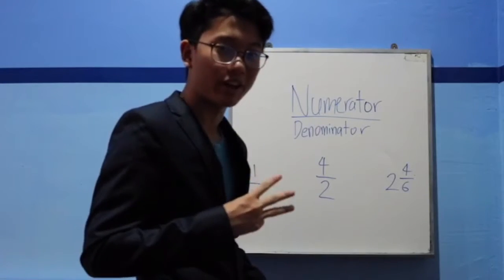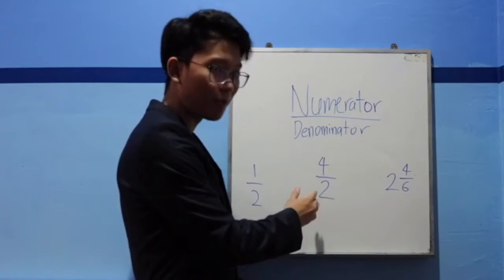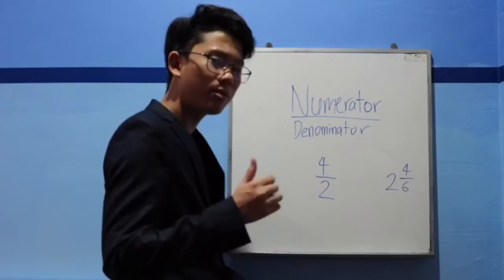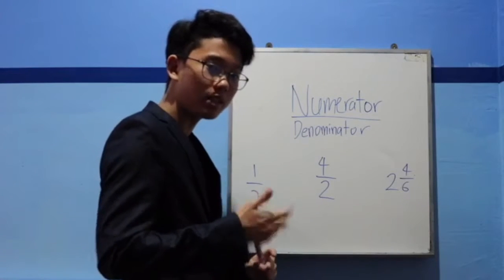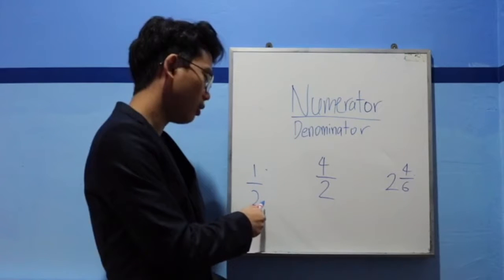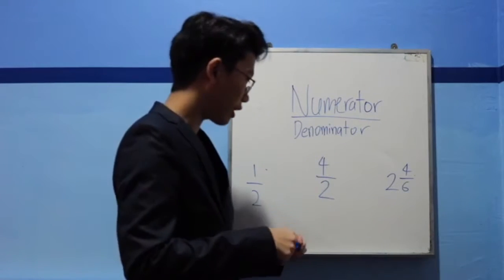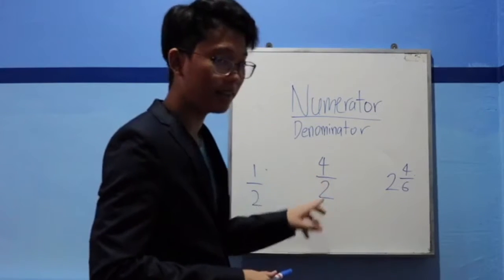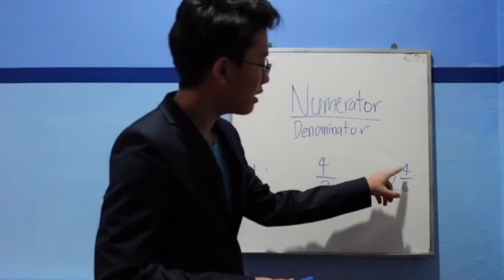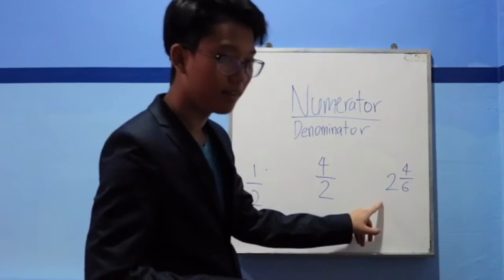Today we'll be talking about fractions. And there are 3 types of fractions. First of all is proper fraction, second is improper fraction, and third is mixed fraction. The difference between proper, improper and mixed fraction is that for proper, the numerator is lower than the denominator, while for the improper fraction the numerator is higher than the denominator. And lastly, for the mixed fraction, there is a numerator, a denominator, and a whole number.